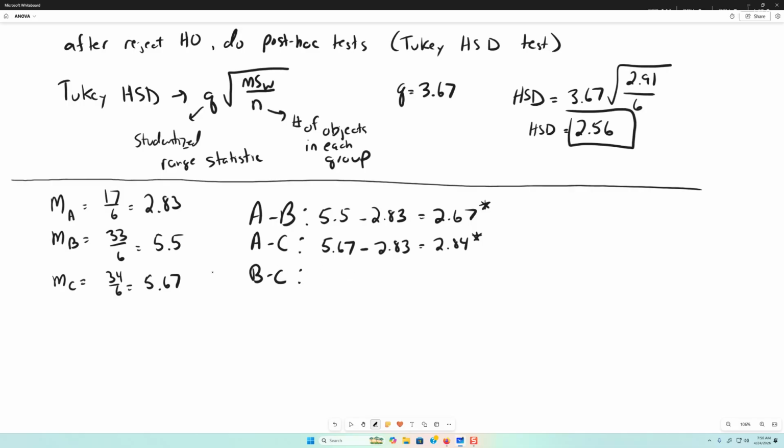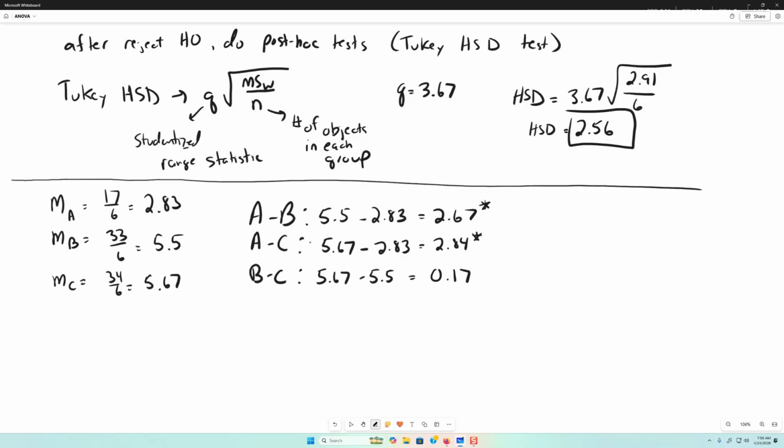And then B and C would be 5.67 minus 5.5. That's going to be 0.17. Is 0.17 greater than 2.56? No. So I do not put an asterisk there. There is no significant difference between groups B and C because this value is smaller than the HSD cutoff of 2.56.